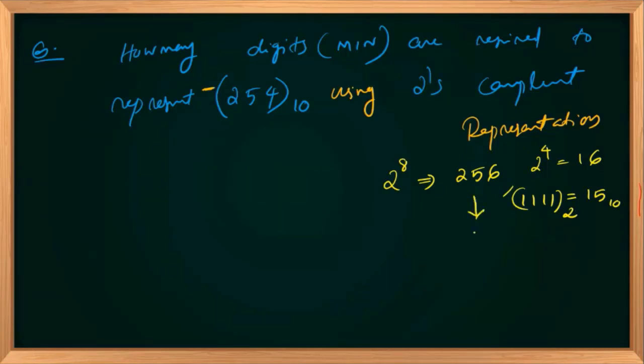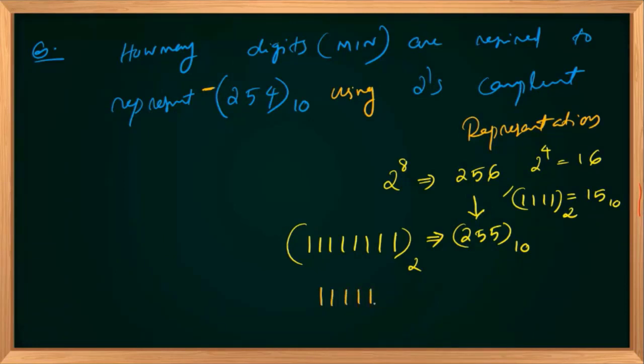So 255 is the same as 1, 2, 3, 4, 5, 6, 7, 8 ones. Binary will give me 255 decimal. So 254 is 1 less than that. So 1, 2, 3, 4, 5, 6, 7 ones, then 0 is my 254. Right? Correct me if I am wrong.